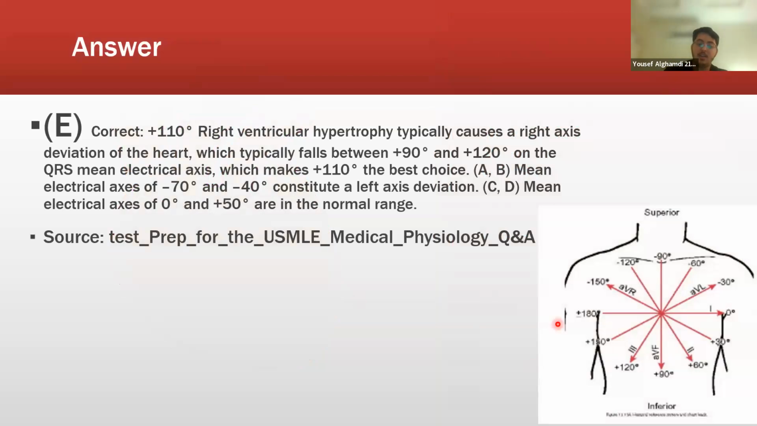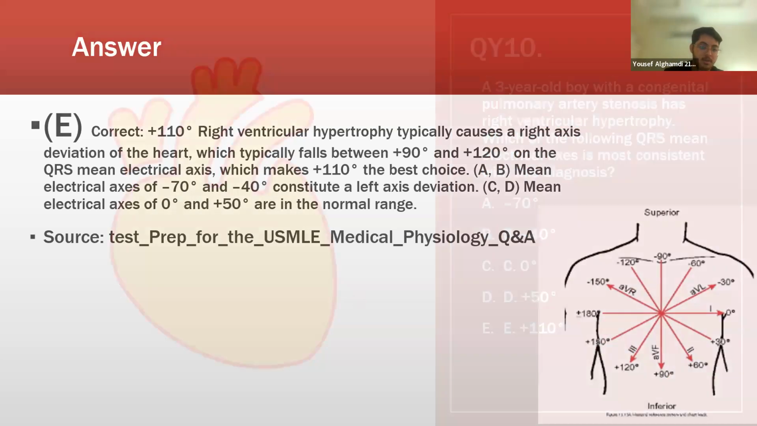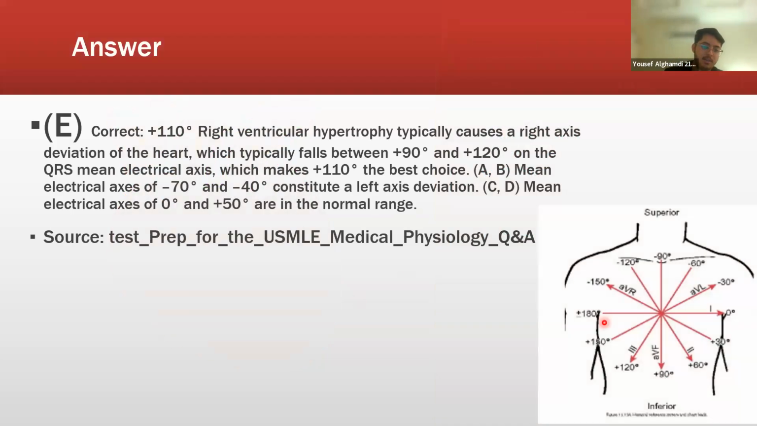Okay. So from about 150, I think, to -90 would be a right axis deviation. Somewhere around here. And then where would the left axis deviation be? Left axis deviation would be from -30 to -90, around here, right?